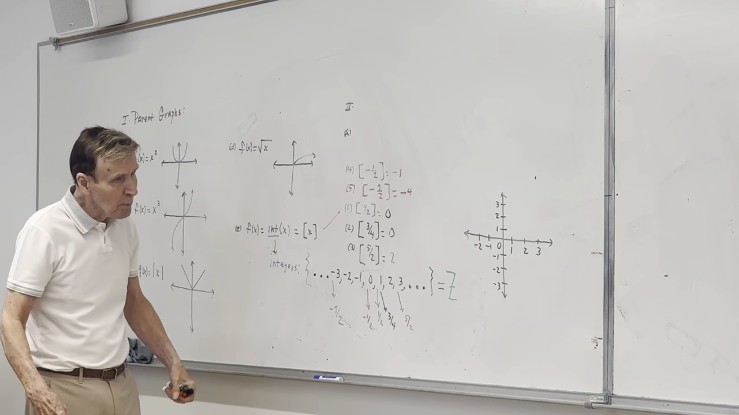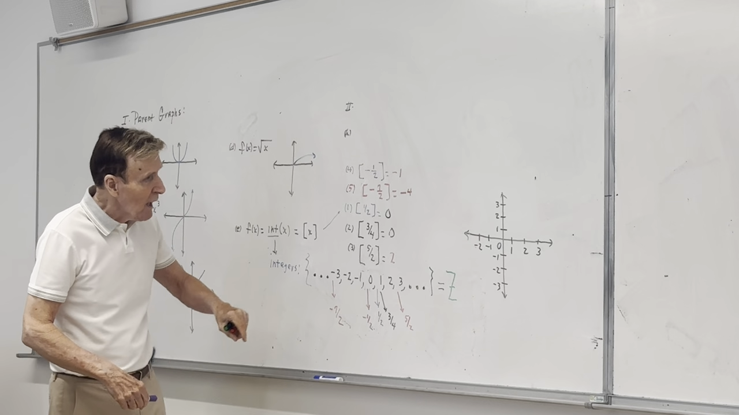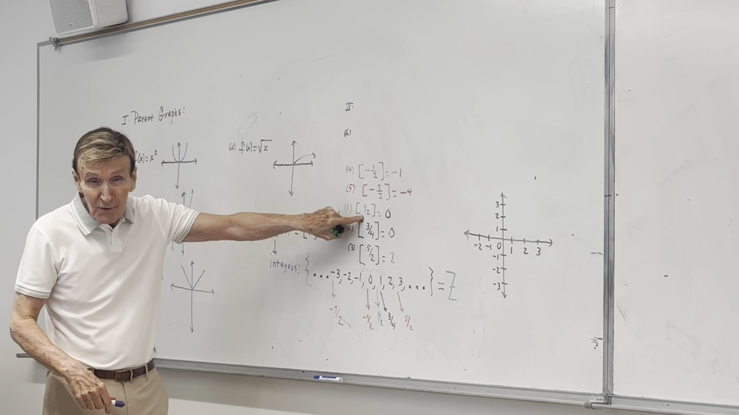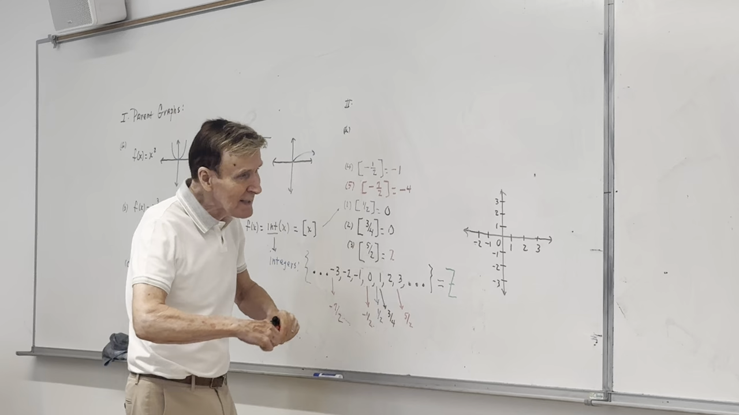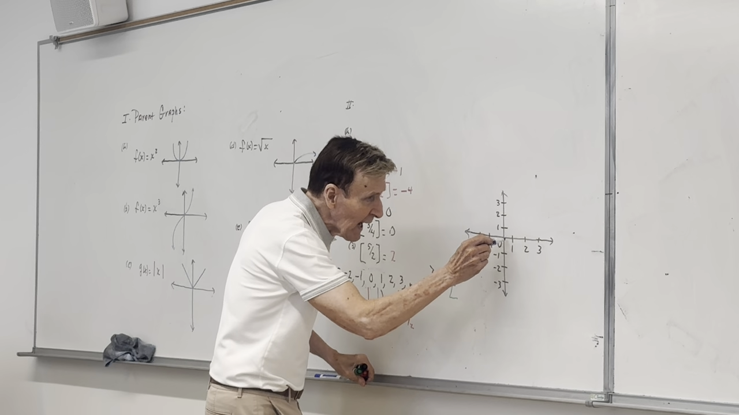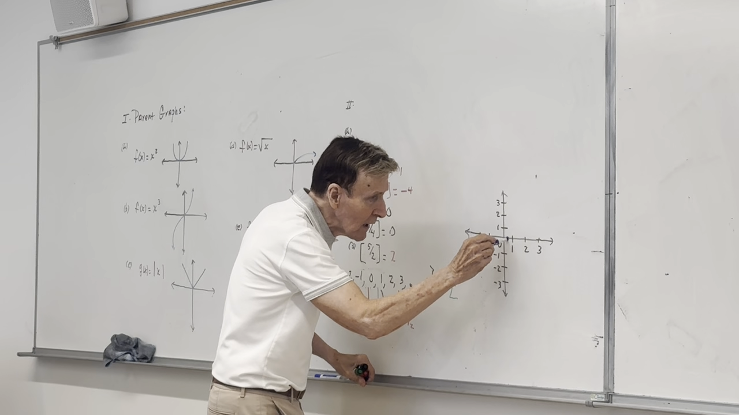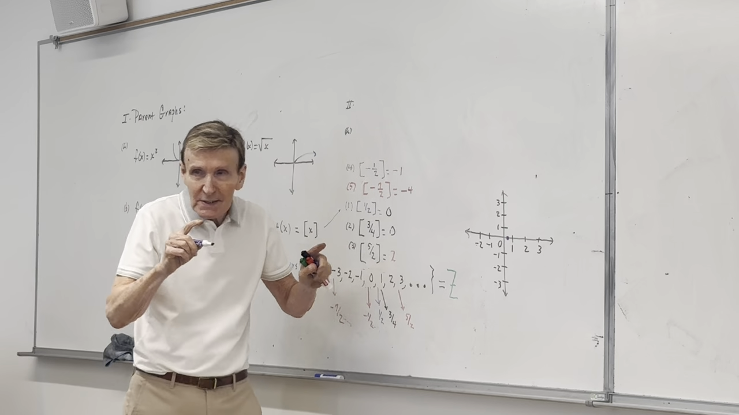Here we go, guys. I'll plot a few points. We said earlier the greatest integer function's value at 1/2 is 0. That means, over here on my grid, I have a point right there caught between 0 and 1.